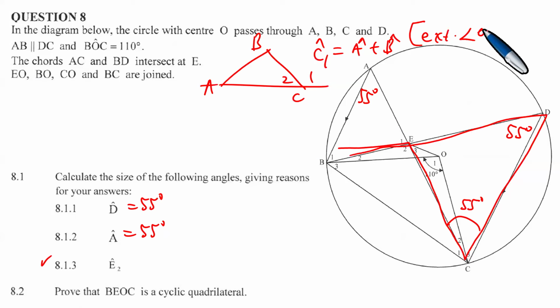Exterior angle of a triangle. We say the exterior angle of a triangle is the sum of the interior opposite angles, which is evident there, so we are able to see that the angle E2 is equal to 55 plus 55 degrees.